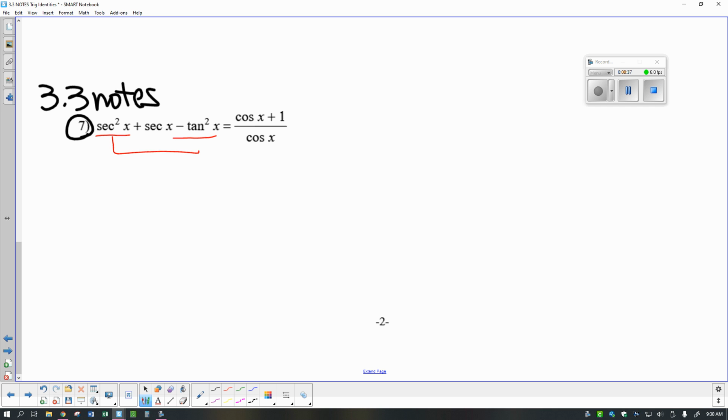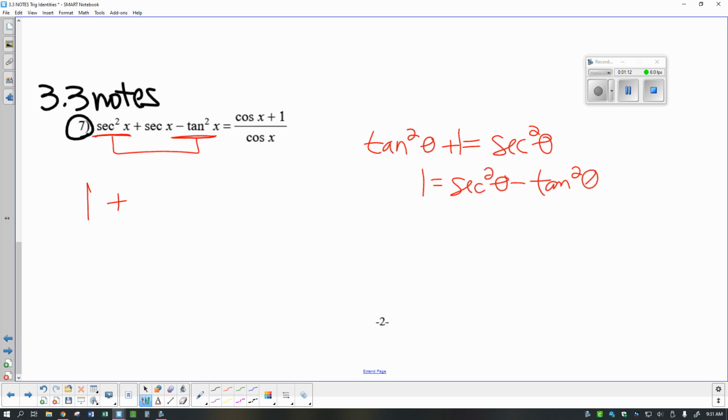The reason why I'm looking at these two terms is because when I look at my Pythagorean identities, I have tangent squared theta plus 1 equals secant squared theta. So the thing that I can take away from that is if I move the tangent squared to the other side with secant squared, I have this now. And so when I'm looking back at the problem number 7, I have that secant squared x minus tangent squared x. So that can give me 1 plus, and I still have the secant of x. So that side I did a little simplifying.